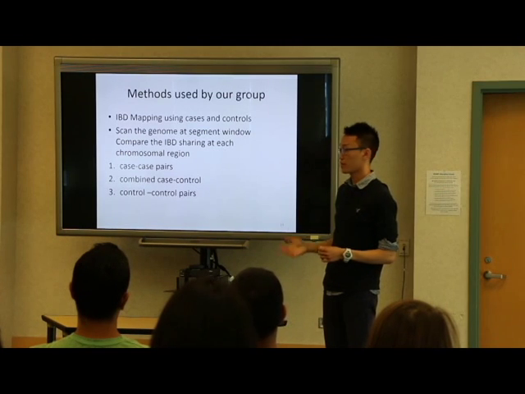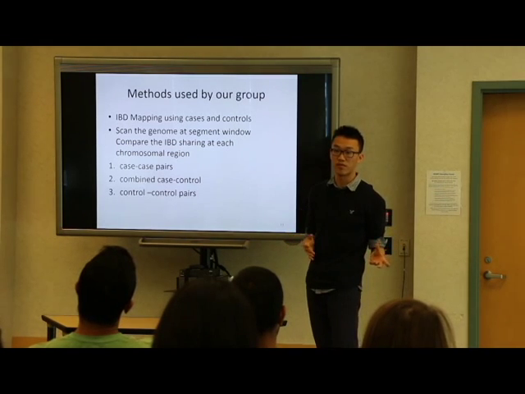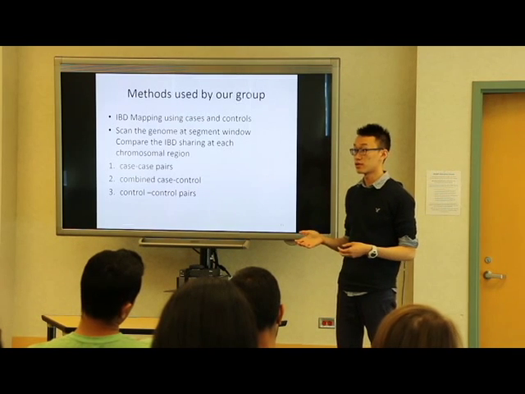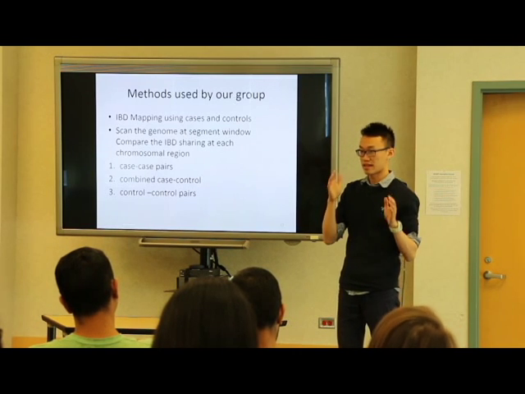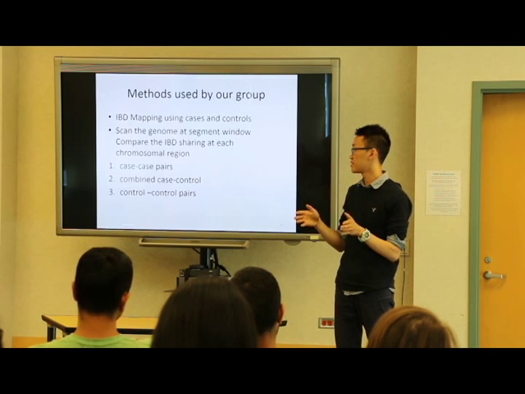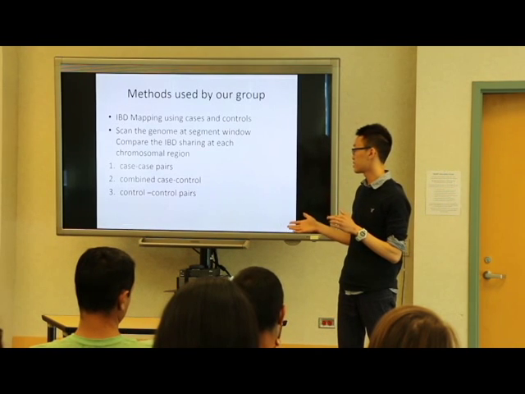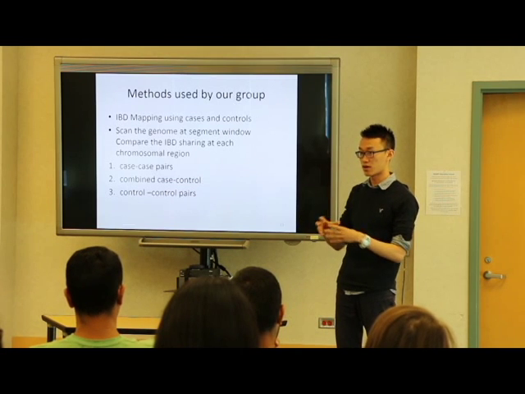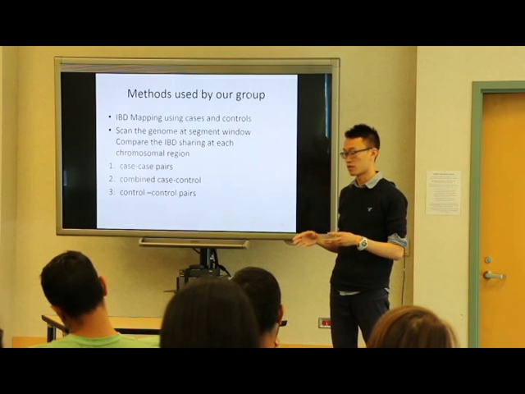The methods used by our group are called IBD mapping, and IBD mapping involves using both cases, who are patients affected by ASD, and control individuals who are unaffected. We can scan the genome at particular windows and compare the amount of identity by descent sharing at each of the chromosomal regions. We can do that using case-to-case pairs, combined case and control, so putting all the individuals together, and separating them using control-and-control pairs.